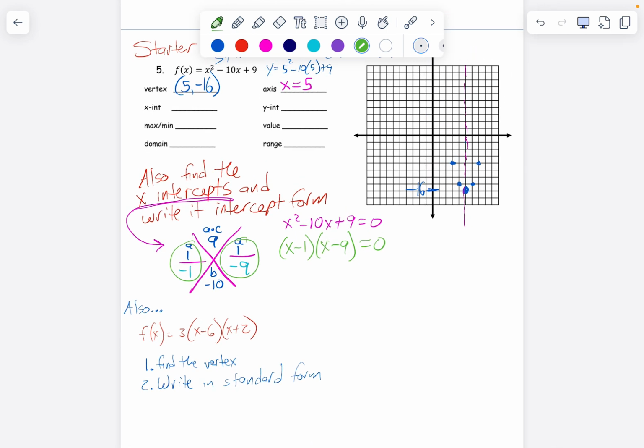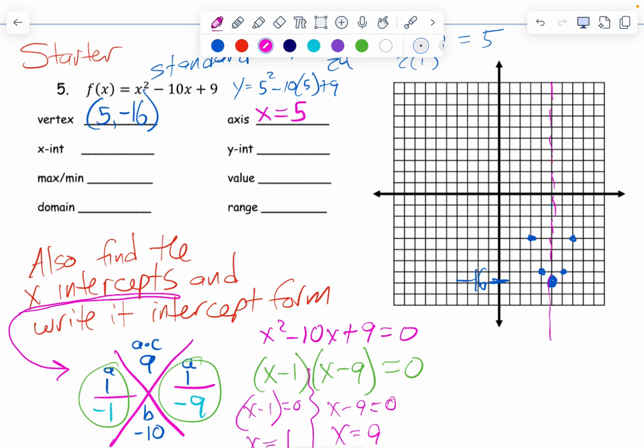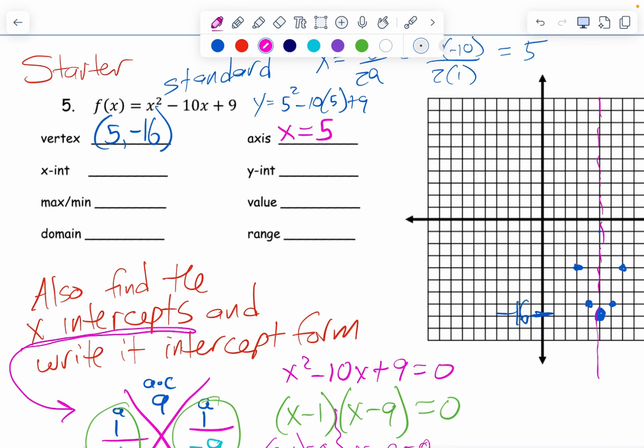All right, now we set each of these equal to 0 to find where each piece is equal to 0. I don't need those parentheses. Okay, so we have 1 and 9. There's our two x-intercepts. Do I write it? So back up here to the question, fill in the blank. Do I write it like this, 1, 9? No, because that looks like a point, right?